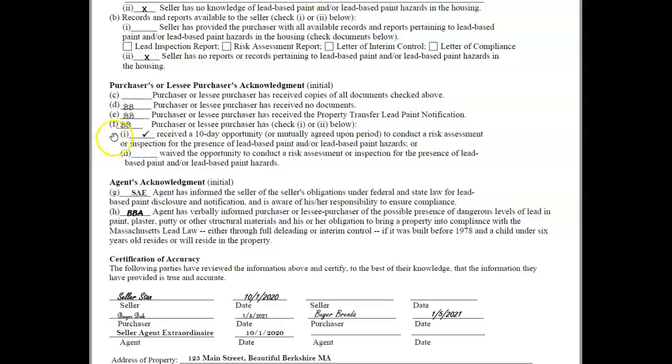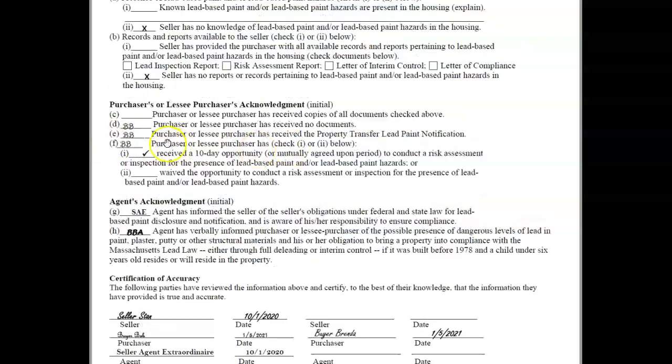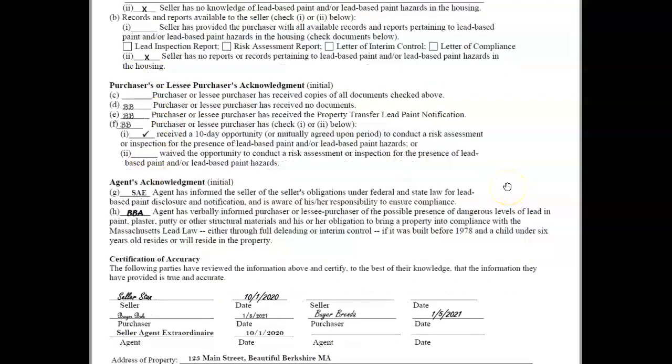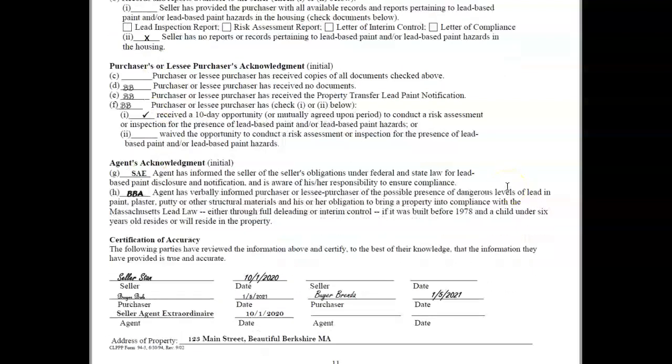They've indicated that they've received a 10-day opportunity to inspect. That's great. You will note checks and X's are considered the same. X's became accepted when we did online forms and had to basically X things as opposed to checking. So in this case, we're assuming that this is maybe a handwritten check, and then these are computer generated X's. But they're both considered checks for the purposes of this form.